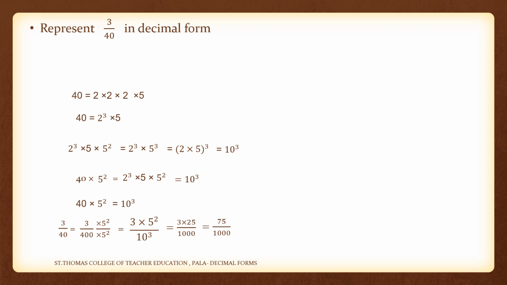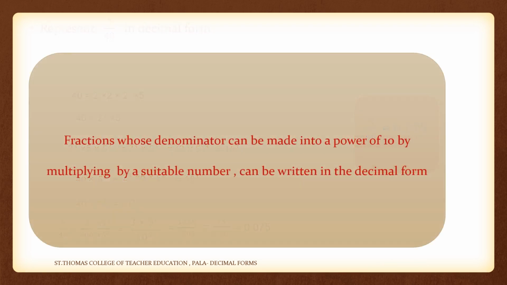Tell me the decimal form of 75 by 1000. Yes, it's 0.075. Very good. Now tell me the decimal form of 3 by 40. Yes, 3 by 40 is equal to 0.075. Very good. From the previous classes, we have seen how to convert a fraction whose denominator are factors of 10, 100, 1000 and so on in decimal form, isn't it? And it's a simple method.